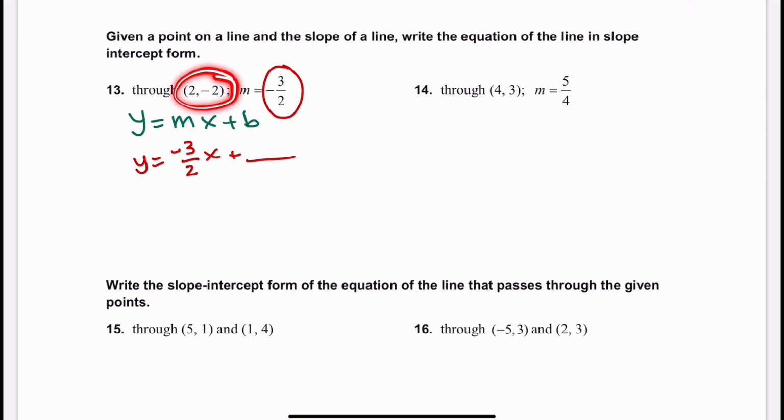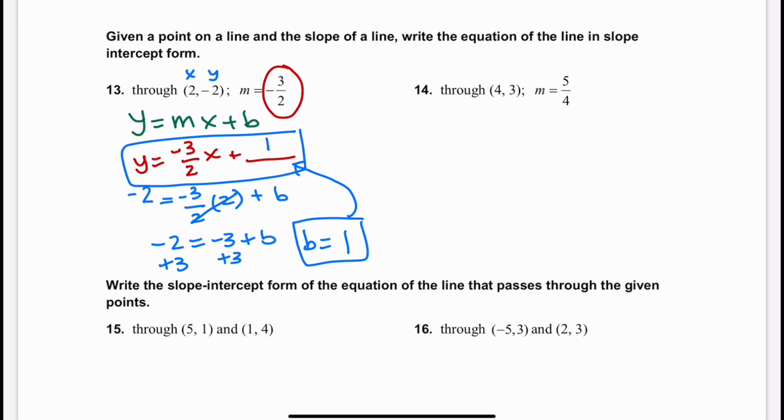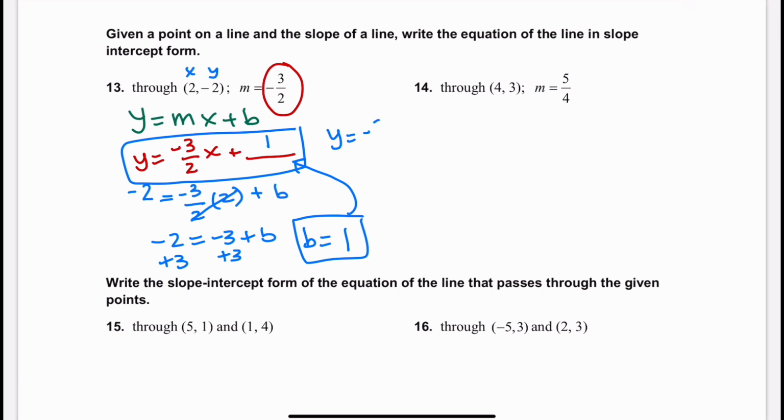So I'm going to take this 2, negative 2, and I'm going to substitute it in for my x and my y. In for y, I'm going to put a negative 2. And in for x, I'm going to also put a 2. And then I'm going to solve for b. Now here my 2's cancel. Negative 2 equals negative 3 plus b. So I'm going to add 3 to both sides. And so my b is going to equal a 1. So I'm going to take that 1 and put it into my equation here. So my answer will be y equals negative 3 halves x plus 1.